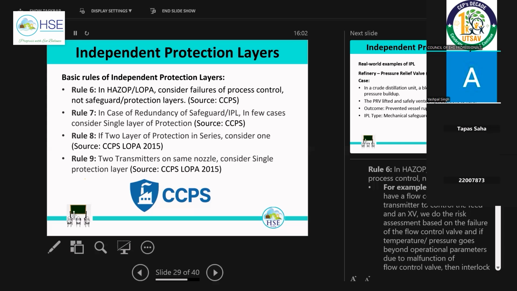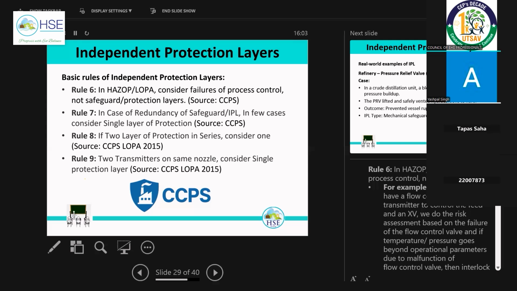The ninth rule is 2 transmitters on the same nozzle. Suppose we have 2 transmitters on the same nozzle and both transmitters are connected with different control valves, like a pressure transmitter and a temperature transmitter. Suppose there are 2 transmitters, a temperature transmitter on the same nozzle, and both are connected with different things, one with a control valve, one with an XV, shutdown valve, on-off valve.